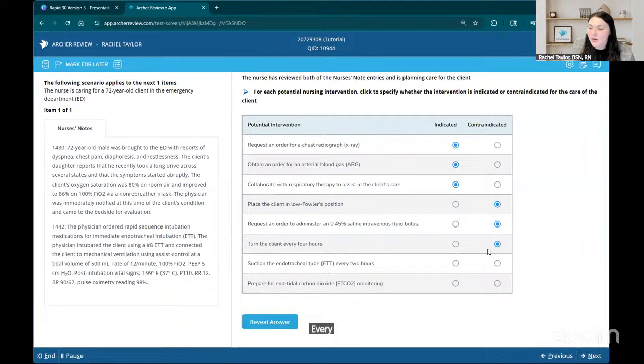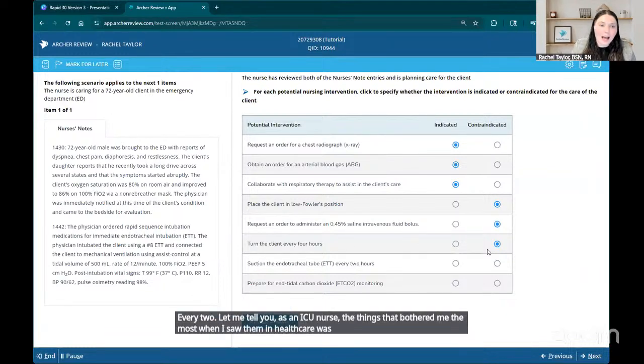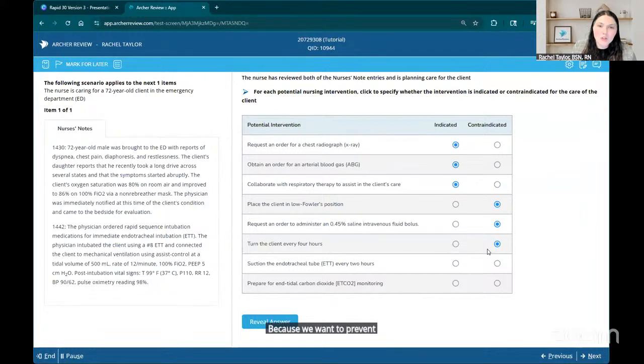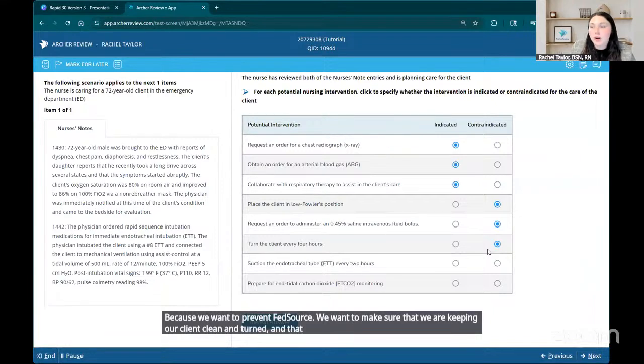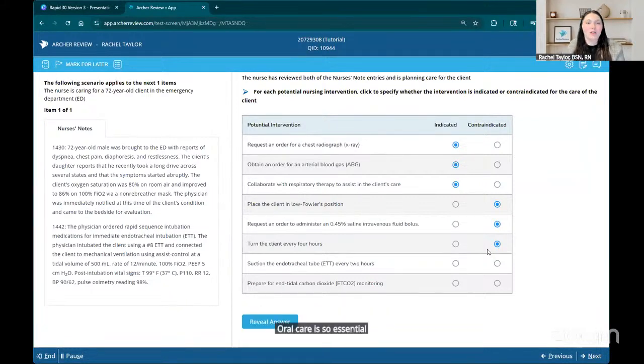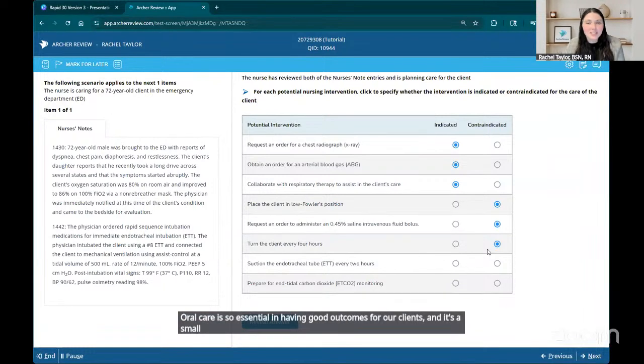Every 2. Let me tell you, as an ICU nurse, the things that bothered me the most when I saw them in healthcare was our clients not being repositioned as often as they need to be. That is our responsibility because we want to prevent bed sores. We want to make sure that we are keeping our client clean and turned and that we're not causing pressure injuries. The other thing that bothers me a lot, oral care. Oral care is so essential in having good outcomes for our clients. And it's a small detail that not everyone prioritizes, but it is something that we need to prioritize as nurses.